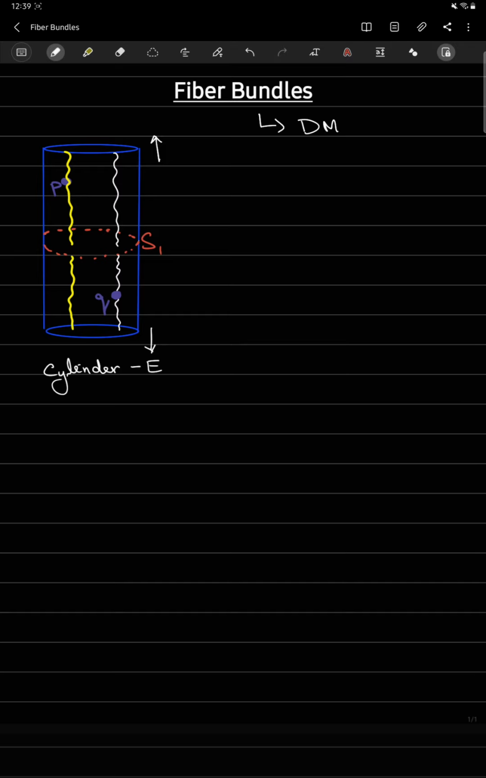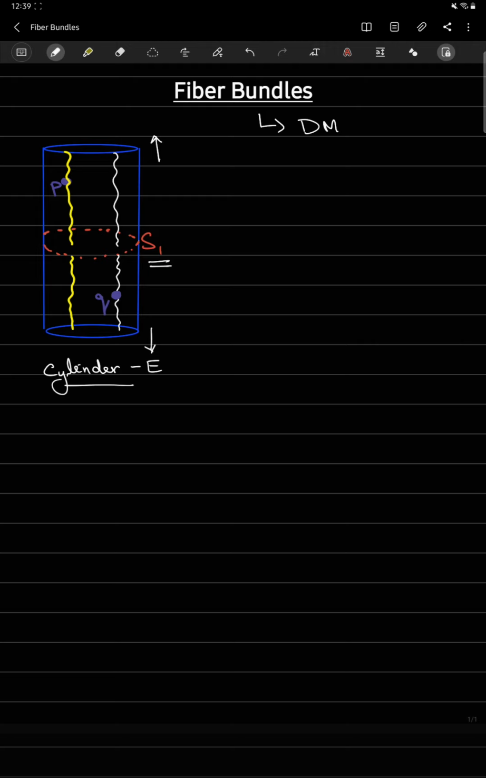Now, to illustrate what a fiber bundle is, why not consider an example of this cylinder that I have drawn over here, and I'm going to call this cylinder E. Now let's look at the cylinder a bit. We have the cylinder and we cut out a circle on the cylinder that is S1. In topological language, you call it S1. So it's a class of a sphere.